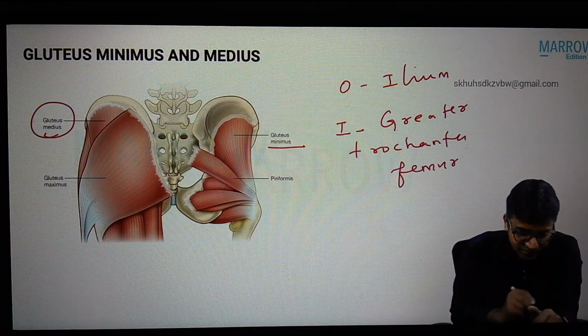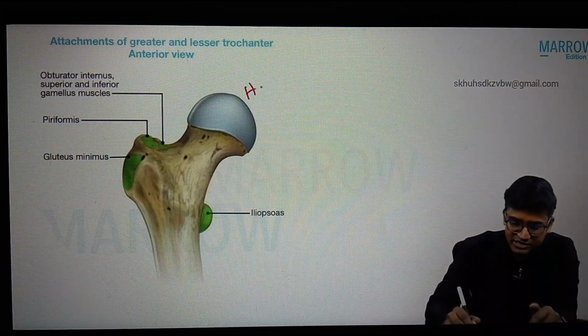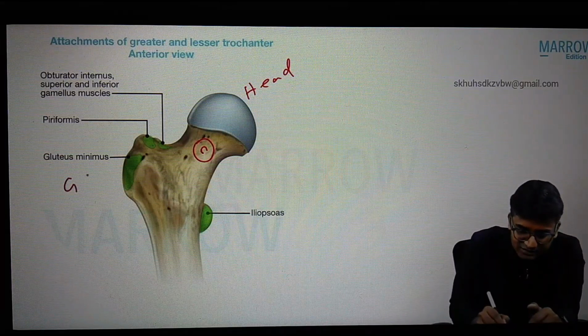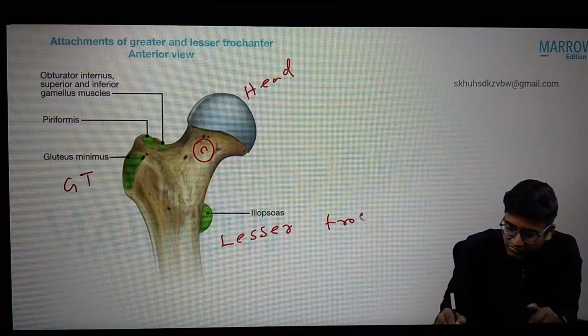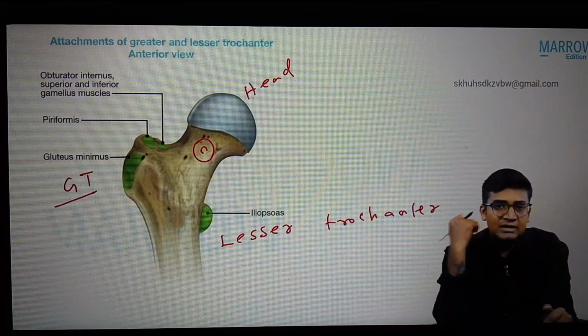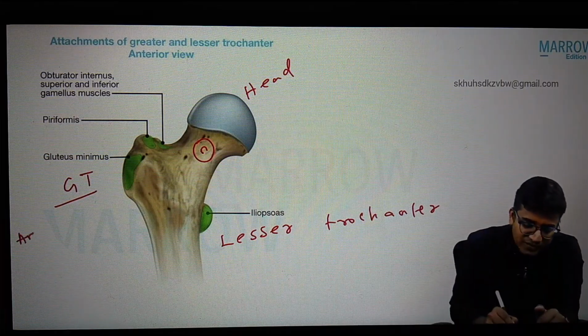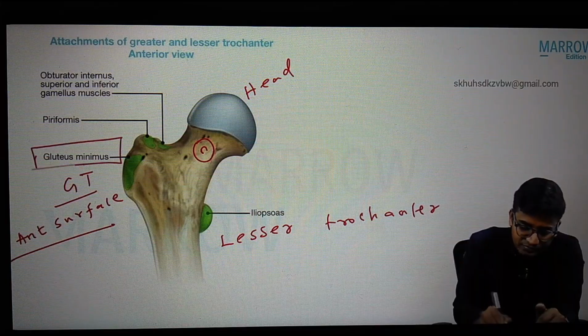Now this is the diagram. This is the upper part of the femur. This is the head of the femur, this is the neck of the femur, this is the greater trochanter of the femur, and this is the lesser trochanter of the femur. Now the gluteus minimus muscle is attached to the anterior surface of the greater trochanter.